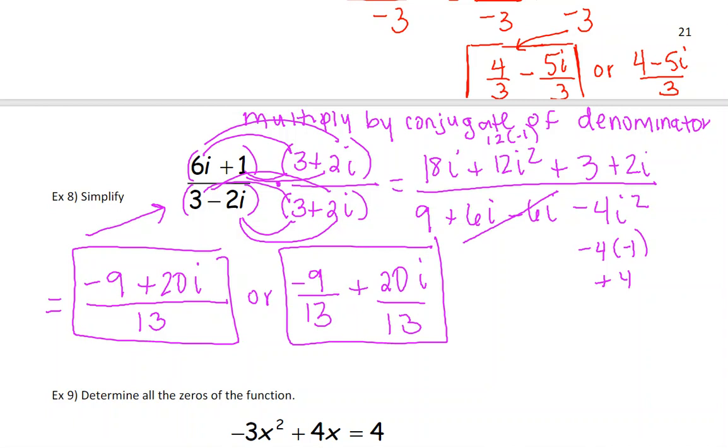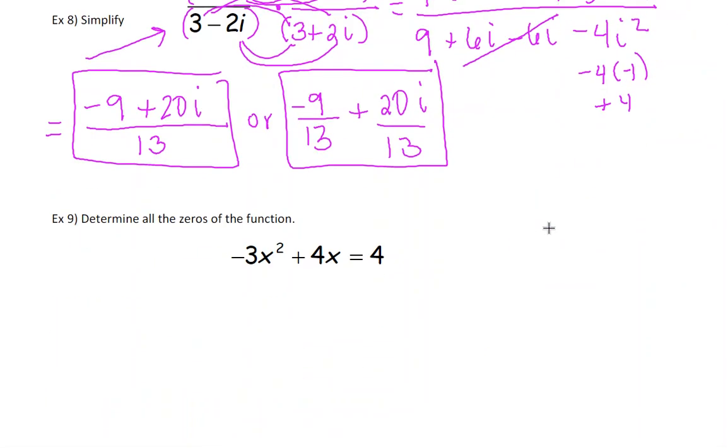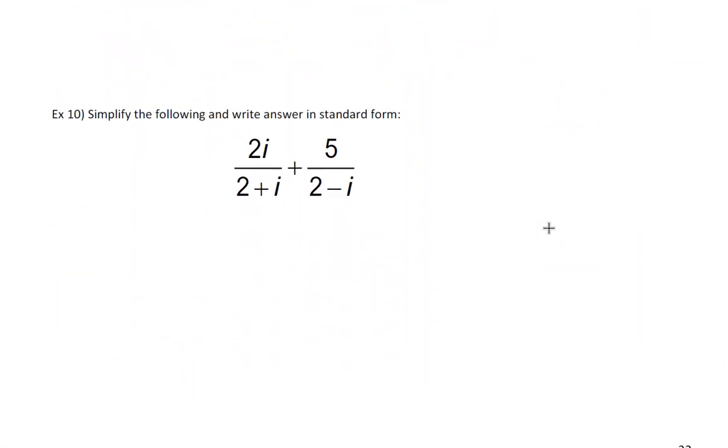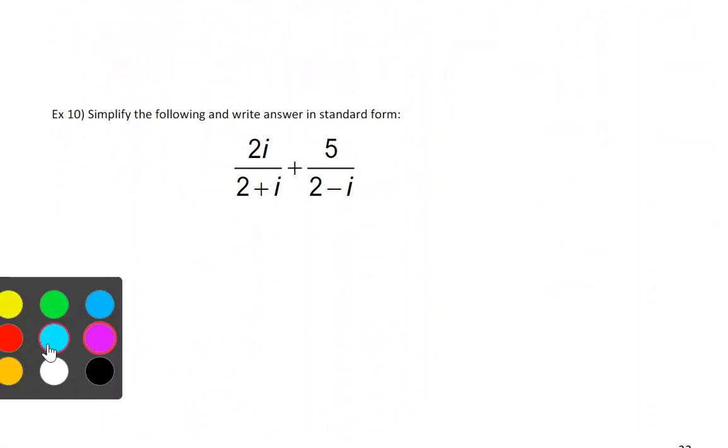The last one down here, oh, actually, you know what? I'm going to skip number 9 for now. We'll come back to that later. The last one I want to do is number 10. That's a little more complicated. Don't let it freak you out. The rules are still the same.